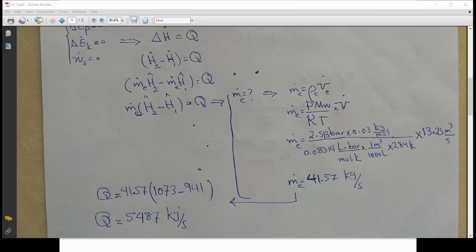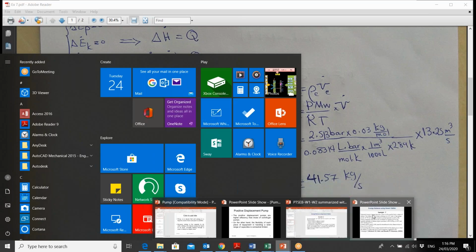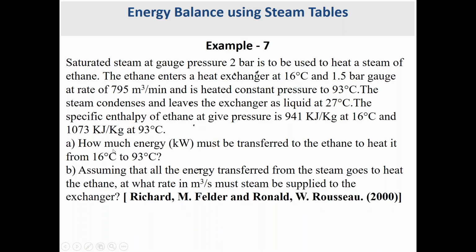So that is the first part, where they ask you about the heat required to heat the ethane from 16-degree temperature to 93 degrees. So now we go back to the second part of the question. We already calculated how much energy must be transferred to ethane to heat it from 16 to 93.